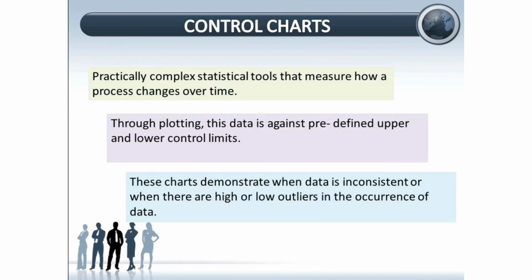Dating back to the work of Shewhart and Deming, there are several types of control charts. They are practically complex statistical tools that measure how a process changes over time. By plotting this data against predefined upper and lower control limits, it can be determined whether the process is steady and under control, or if it is erratic and therefore out of control.